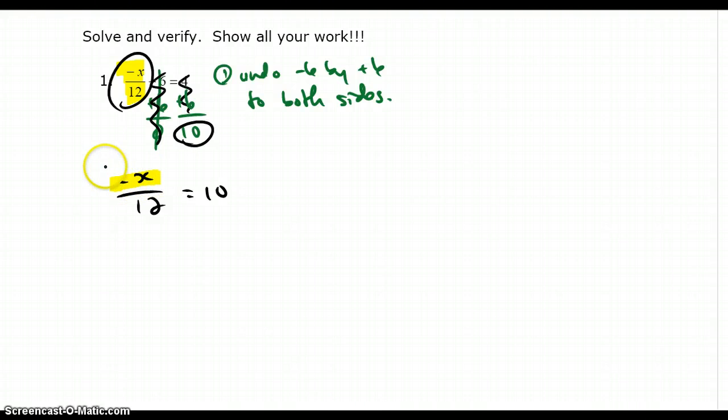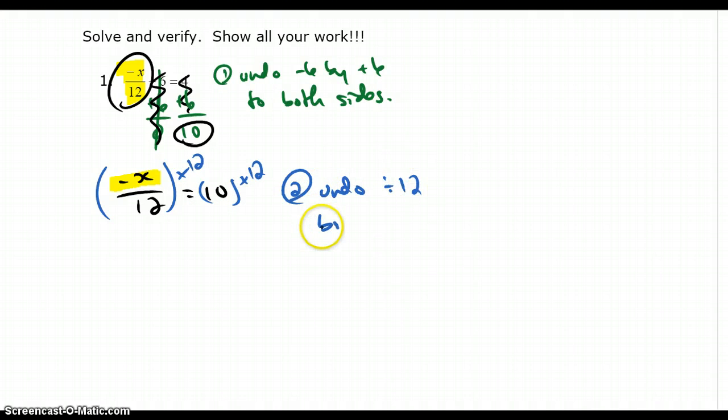Right now it's being divided by 12, so we're going to multiply by 12. We're going to undo the divided by 12 by multiplying by 12. If we do that on the left, we have to do that on the right. So our step 2 is to undo divided by 12 by times by 12. Now this cancels. We've got -x left, and it's equal to 120.